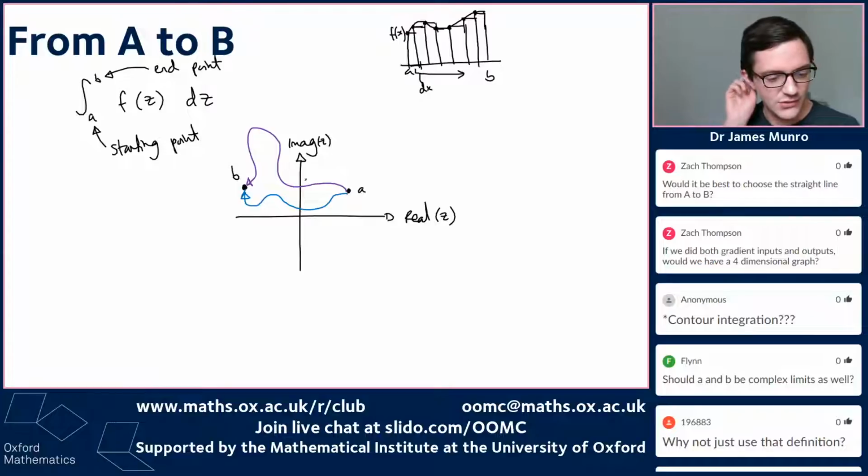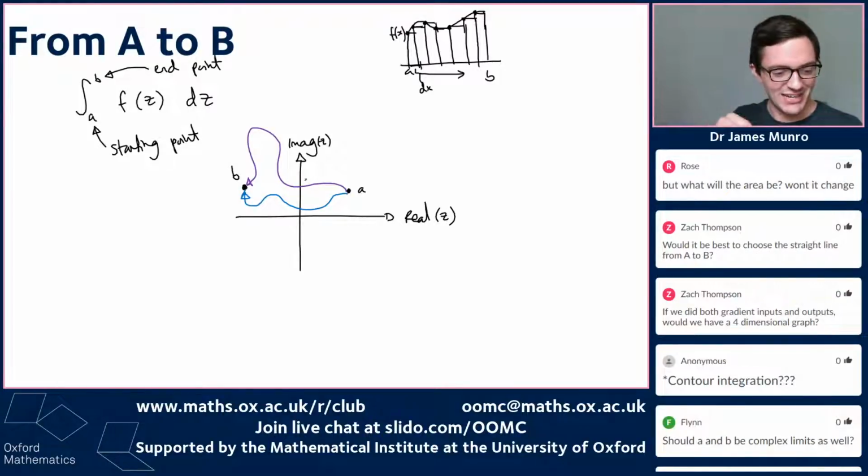Yeah. So Rose says, what will the area be when it changed? And Zach says, is it best to choose the straight line from A to B? And we could go down that route. Maybe it does matter. Those are different routes. They've got different things added together. And Zach says maybe we should just use the straight line.